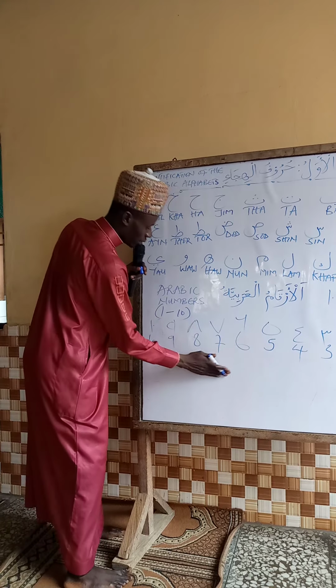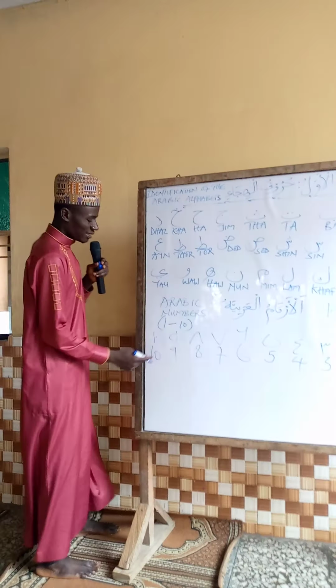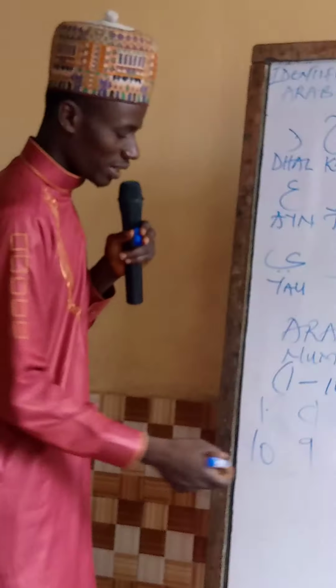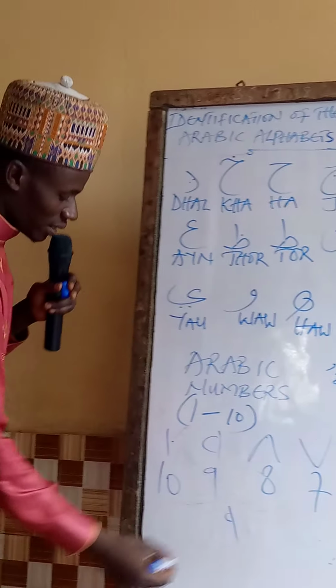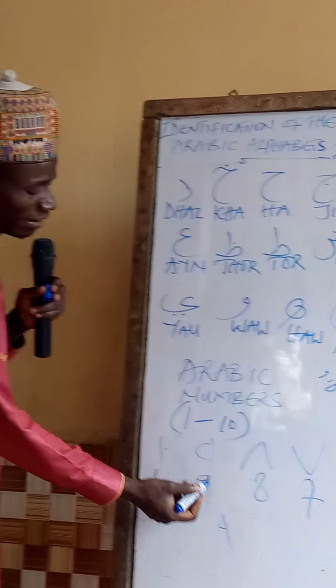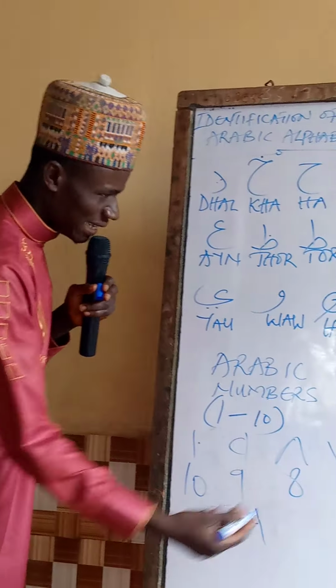So we are good to go. 9 in Arabic is just as if you are writing 9 in English. It's the same thing like this. So whenever you come across something like this in Arabic, it is known as 9.